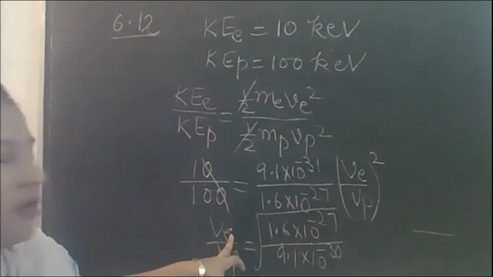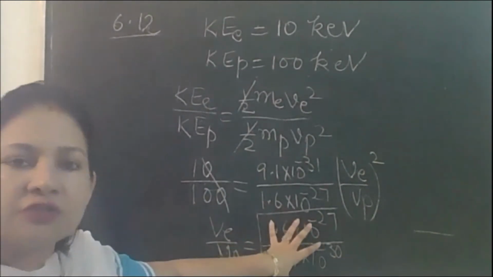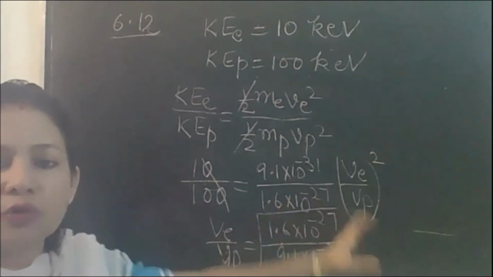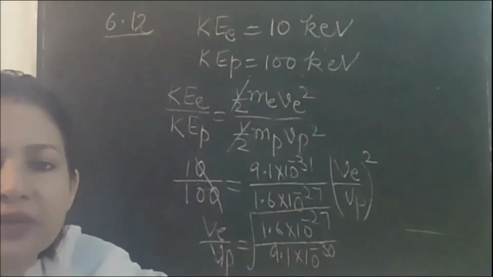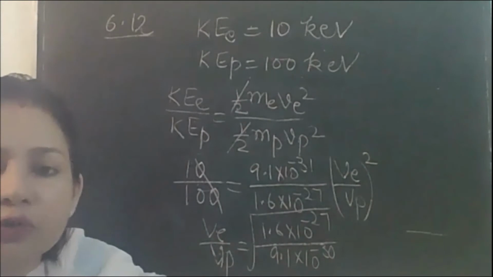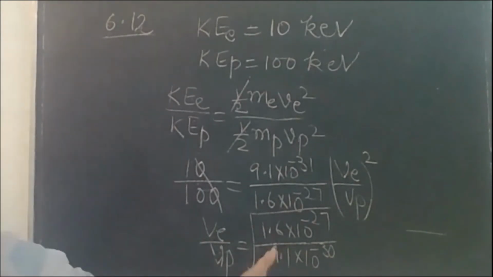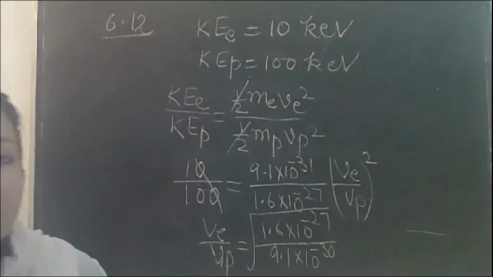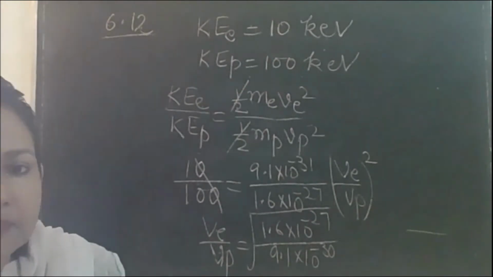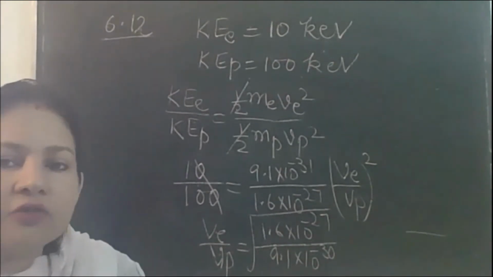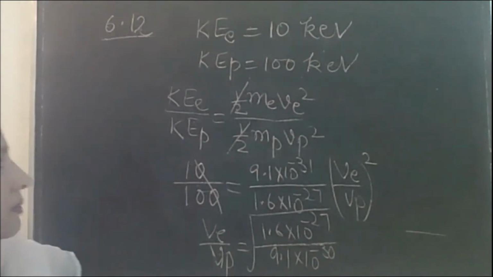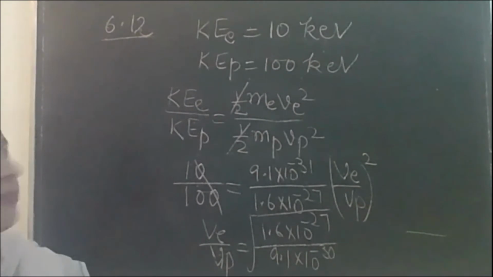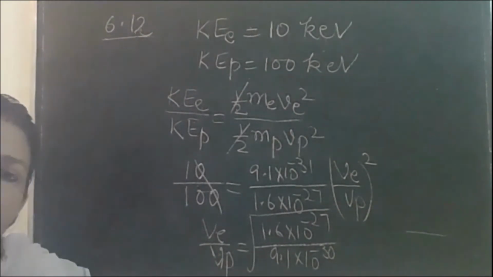That means velocity of electron is this much factor times the velocity of proton. So electron is moving faster, and this is because of very small mass of electron. Electron is very light in comparison to a proton. So you can solve this. You will find this ratio greater than 1. This proves that electron moves faster than proton. So this is question number 12.